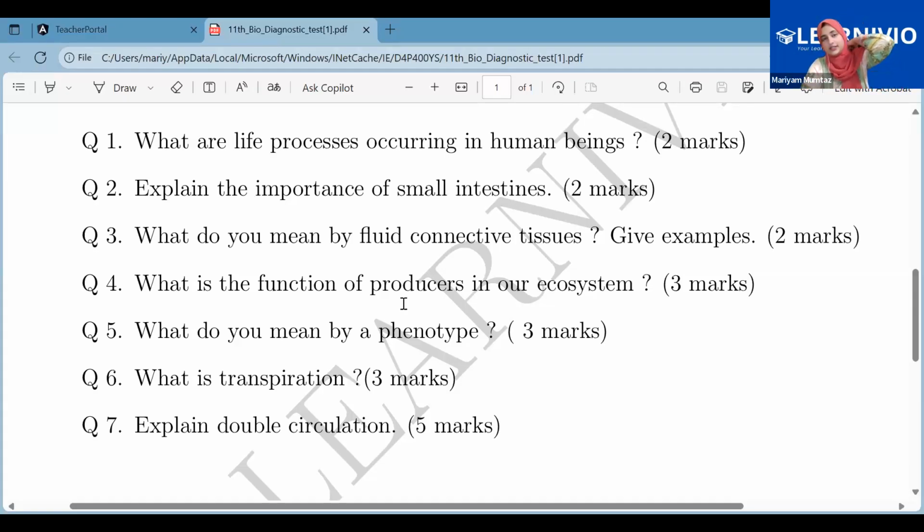So the first question is, what are the life processes occurring in human beings? What are the various life processes? Processes such as reproduction, respiration, and all. Metabolism. Your voice is not clear, Zainab.